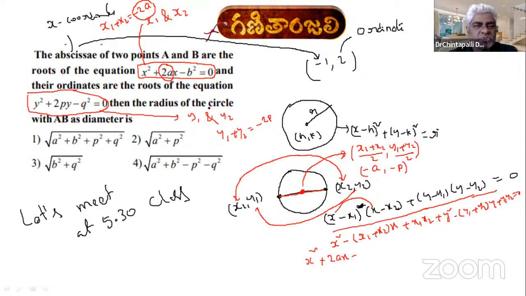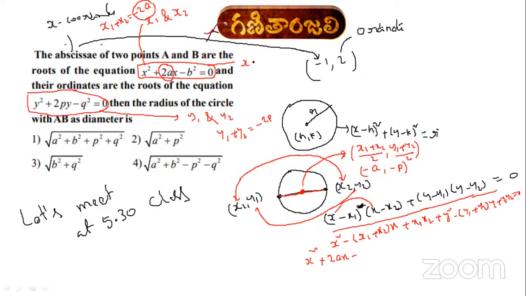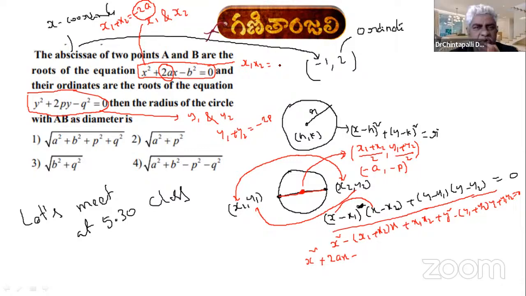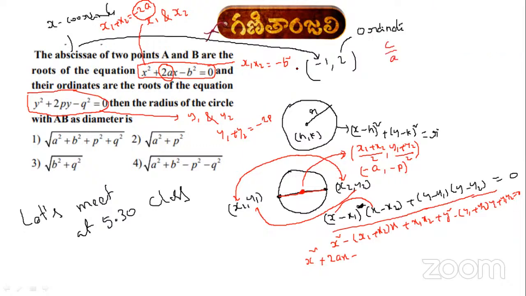What is x1 x2? Students, we need also x1 x2. Anita, please tell what is x1 x2? Minus b square. The formula for the product of roots is c over a. Do you remember it is c over a? Yes, sir. Minus b square over 1. The same way, what is y1 y2?